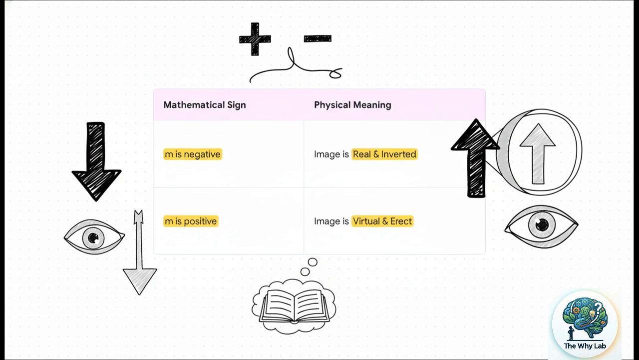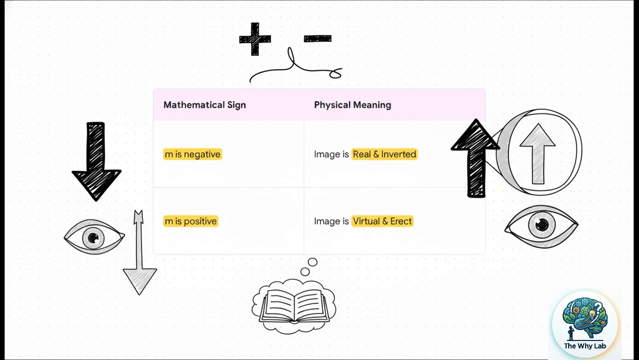Let's solve our problem. For a concave mirror, the focal length f is negative, so f is minus 15 centimeters. The object is in front of the mirror, so u is also negative, minus 30 centimeters. Okay, plug those into the mirror formula, a little bit of math, and we get v equals minus 30 centimeters.